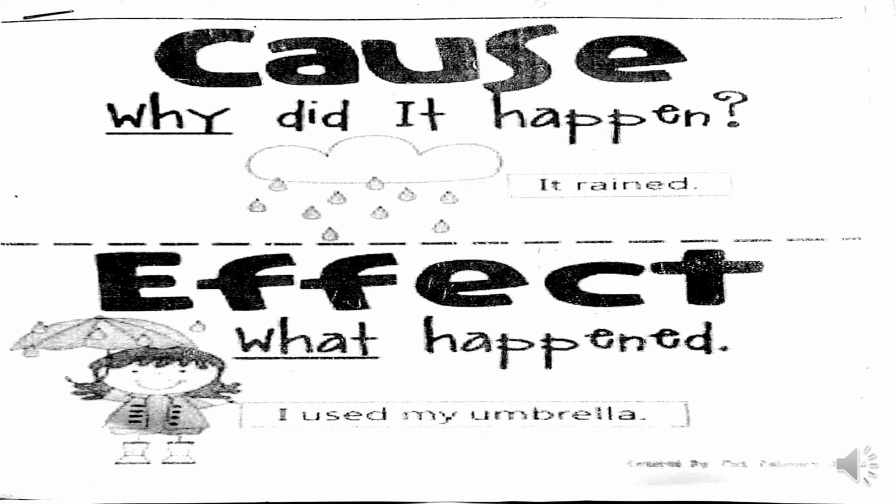So again, look at this example. Here it rained. So what happened? Why did it happen? It rained. This is the cause. The effect or the result of this cause is that I used my umbrella. So this is what happens next. This is the effect. And why does this effect happen? Because it rained. So why did I use my umbrella? Because it rained.